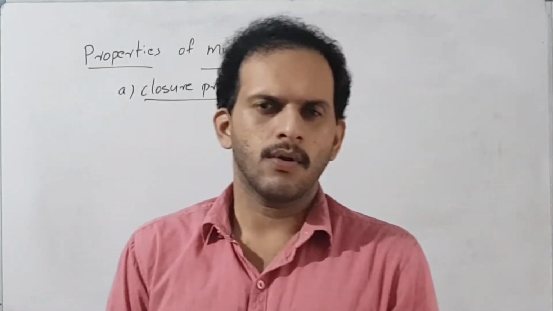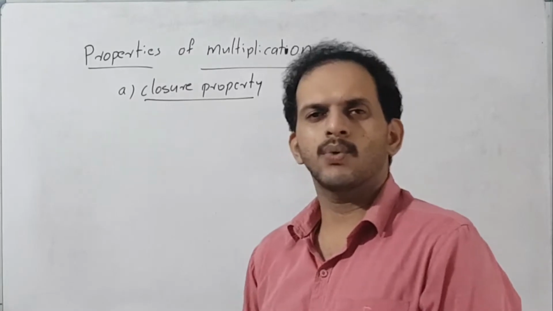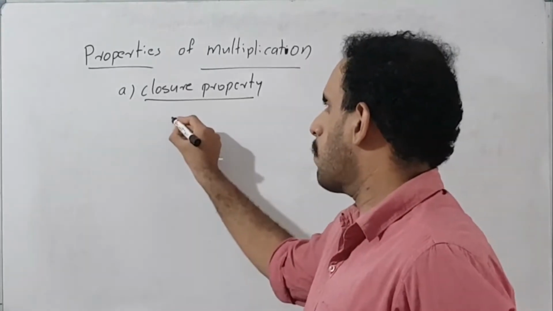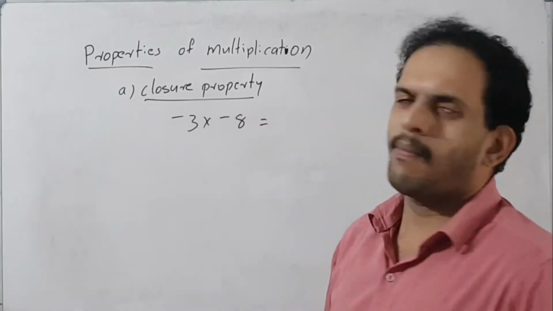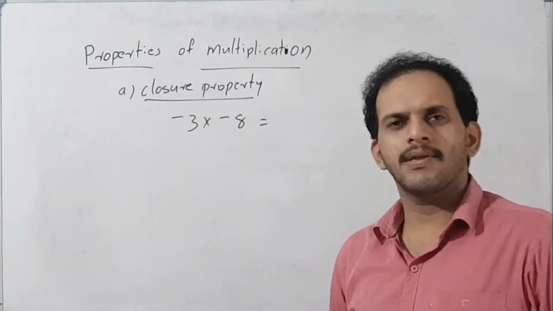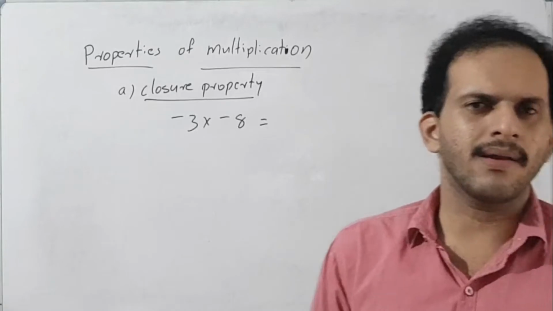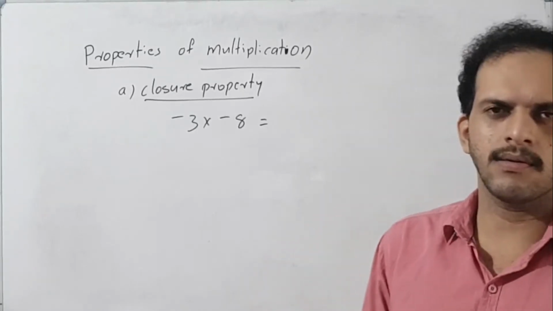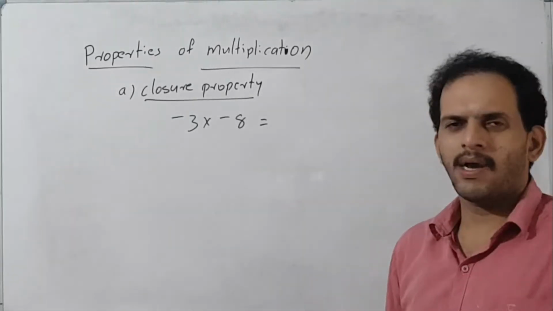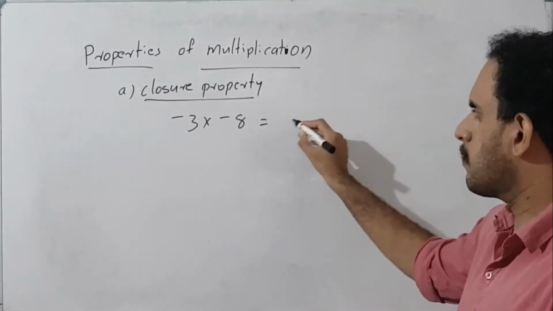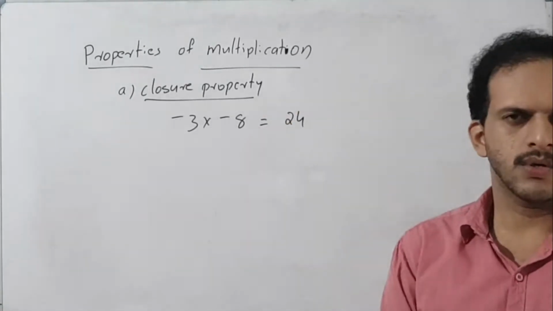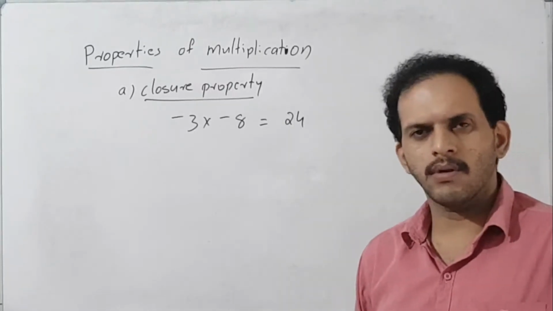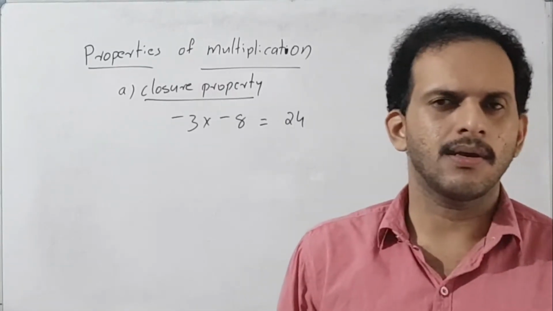For that, as before, we choose two integers. I am choosing here -3 and -8. Then -3 is an integer, -8 is an integer. When we multiply -3 and -8, what is the answer? We multiply two negative integers, so the answer is positive. Then 3 into 8 is equal to 24. So the answer is 24.